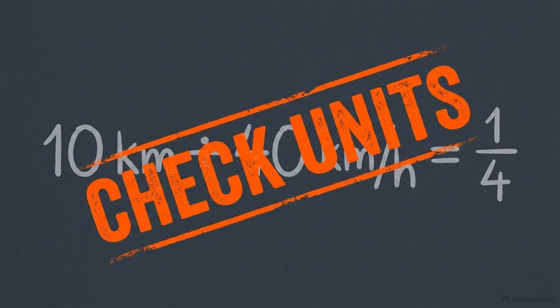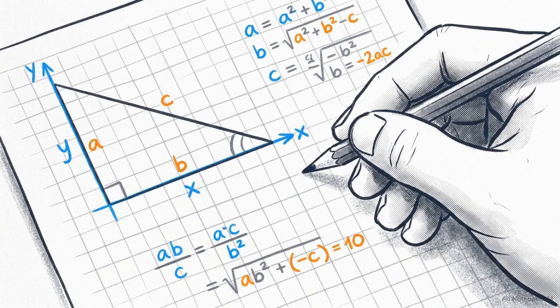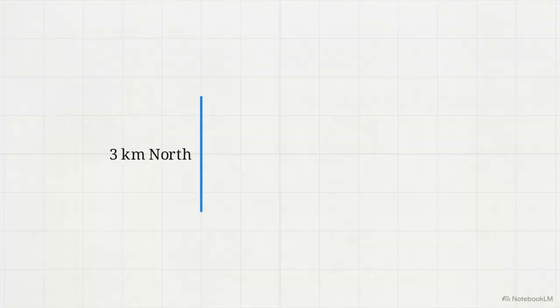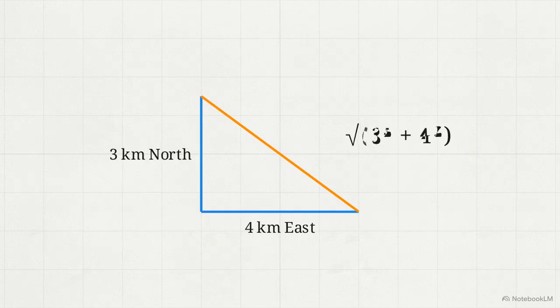Doing the math perfectly will still lead to the wrong option if you ignore the final unit conversion set by the examiner. Let's lock this logic into your muscle memory by applying these exact same steps to 3 quick variations. If a point is 3 kilometers north and 4 kilometers east, the direct distance is the square root of 3 squared plus 4 squared. That equals 5 kilometers.